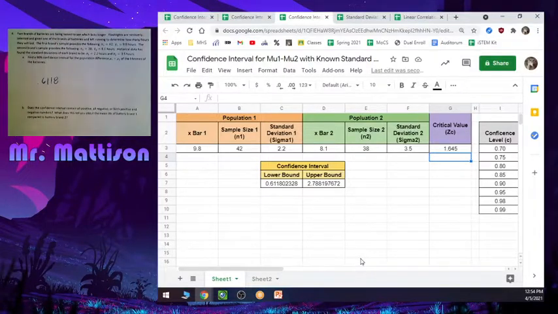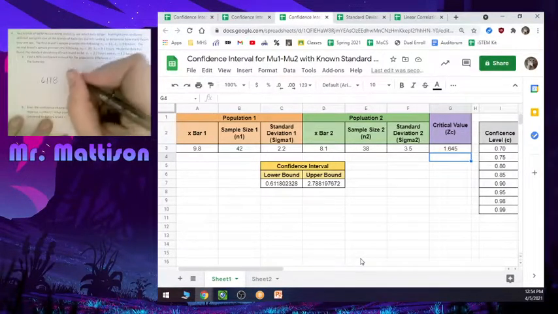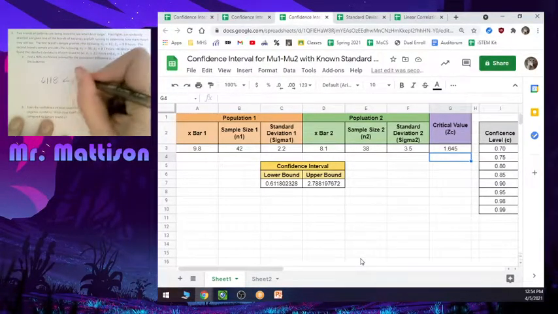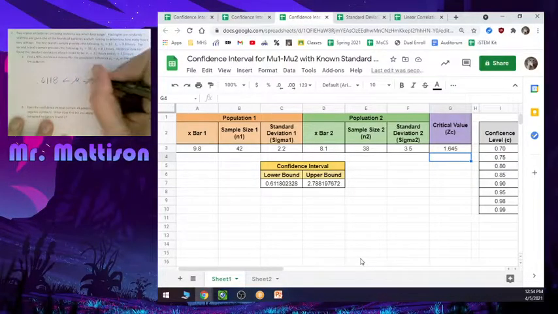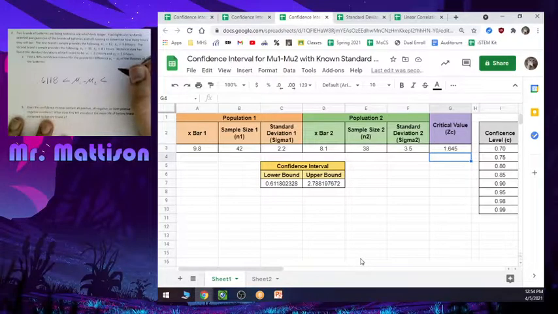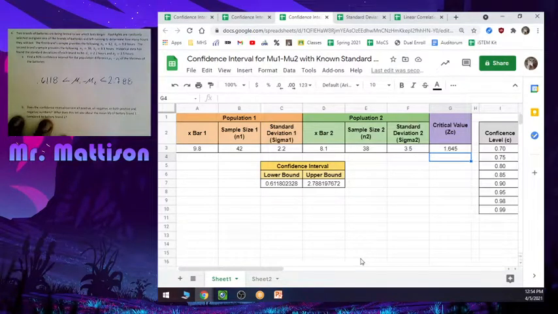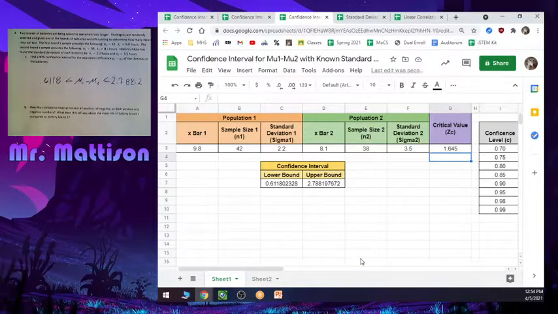As my lower end there. And then my upper end for the difference in our mu's is 2.788. I need more, this doesn't have enough. There, now I have 4 on each. Okay, so there is my difference there. So again, our calculator can kind of help us out with doing basically all of that part.